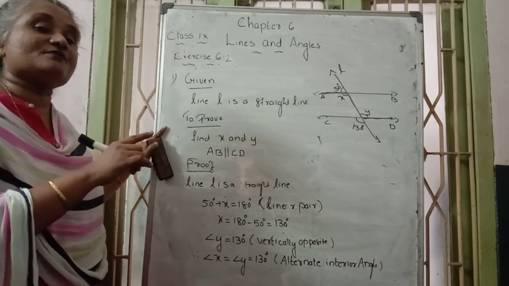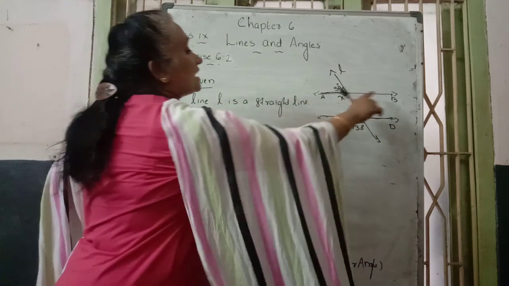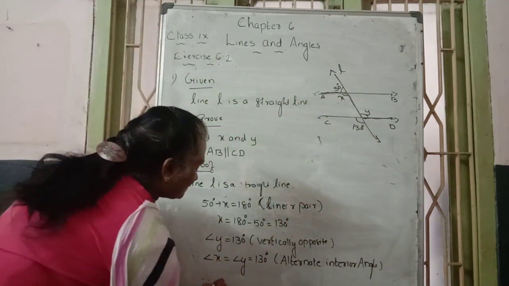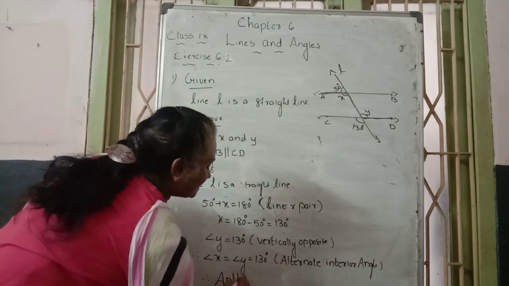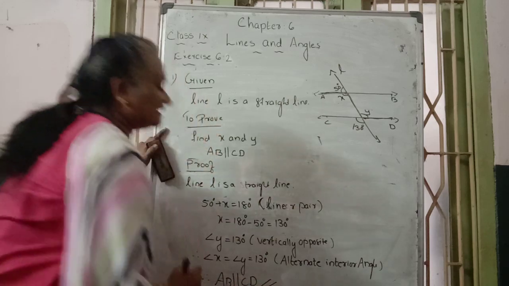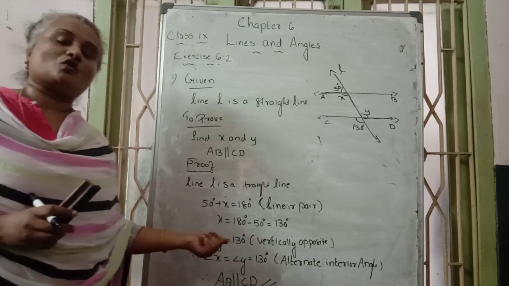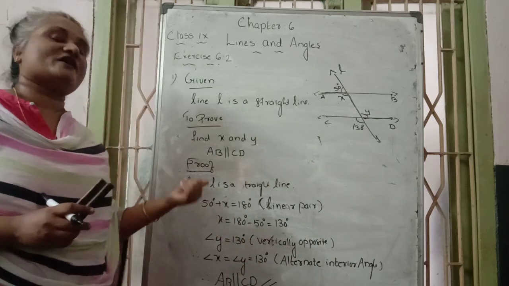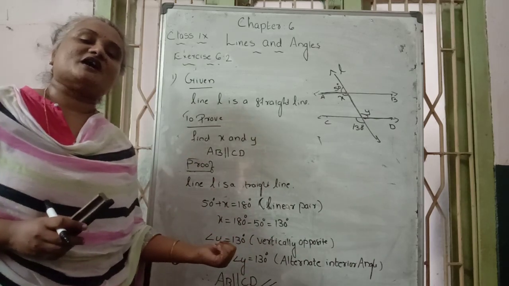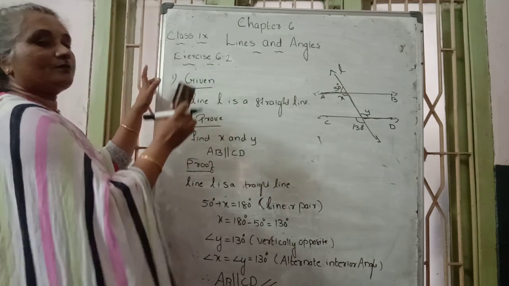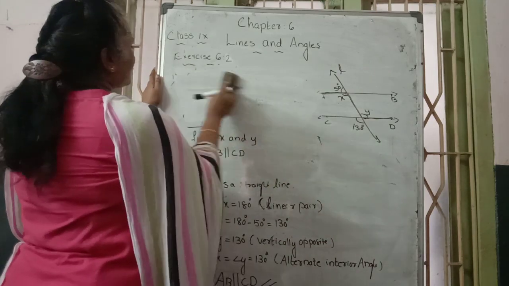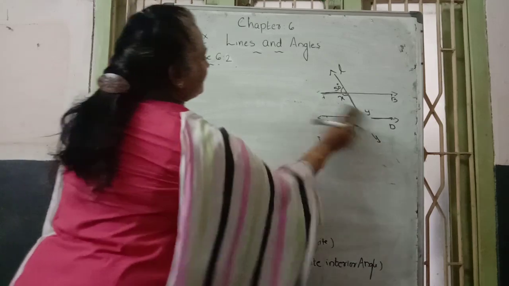Alternate interior angles mean we can say line AB is parallel to which line? Line CD. That is the question. We proved that x and y are alternate interior angles, so we can say line AB is parallel to line CD. I hope you can understand this one. Then next we go through the second question.